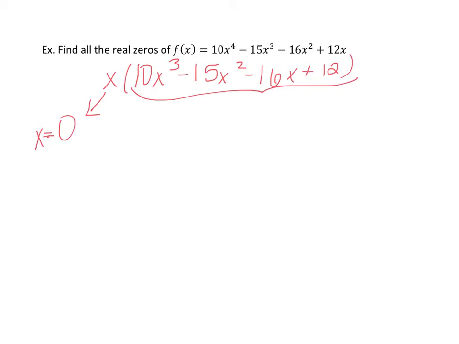So let's look at how many sign changes. Here's a positive to a negative, and here's a negative to a positive. So I have 2 or 0 positive roots.